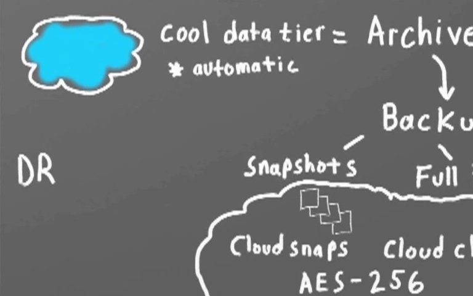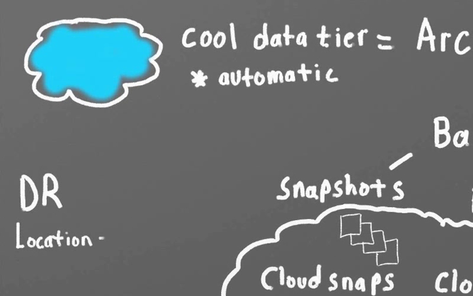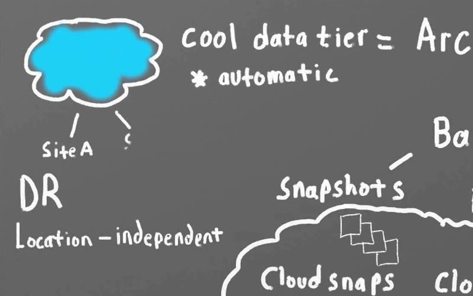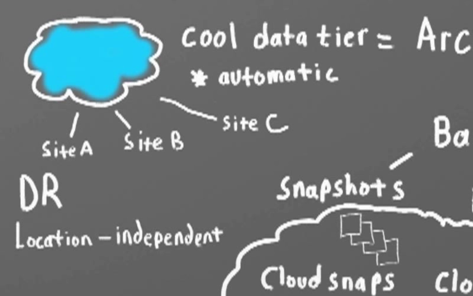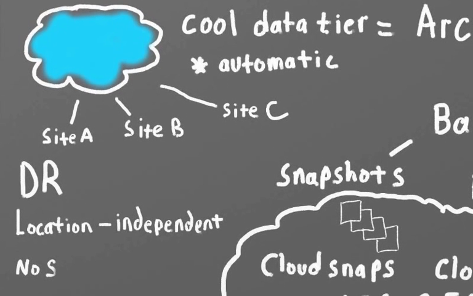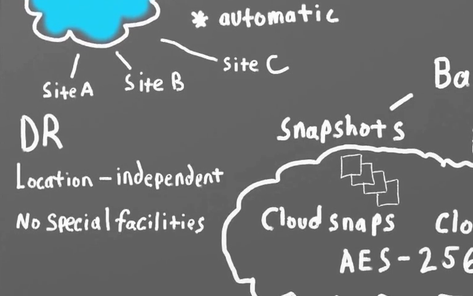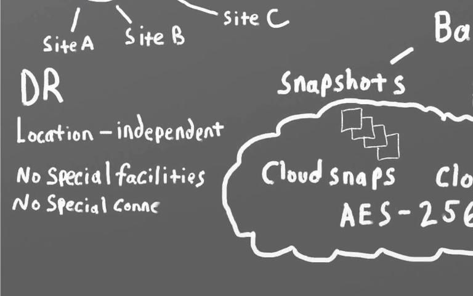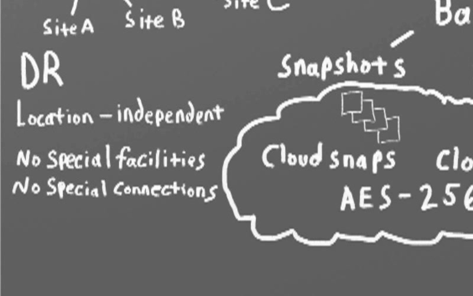But first, let's talk about location. Disaster recovery with the cloud can be done anywhere. It's location independent because you can access DR data in the cloud from any site with an internet connection and a StorSimple cloud integrated storage system. Customers don't have to spend money on a recovery facility because cloud storage is the recovery facility, and there's no need to provision special networks for replication because a cloud connection is all you need.